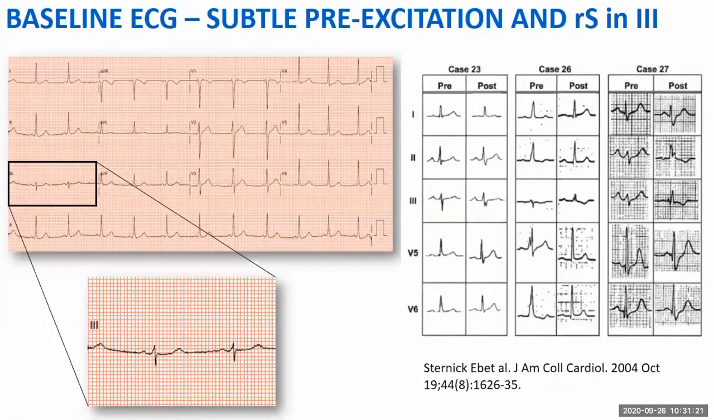Just a little bit more on this case. This is a baseline healthy ECG for this patient with very subtle pre-excitation. This is the classic RS pattern in lead 3, which is reported to be a feature seen in patients with decremental atriofascicular or atrioventricular pathway. This was seen in 60% of patients with this pathway compared to 6% of controls in this study.